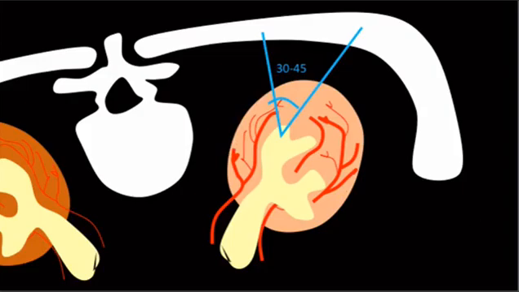And there's a name for that. It's called Brodel's line. So that's where you want to go. And like I said, peripheral and posterior if possible.